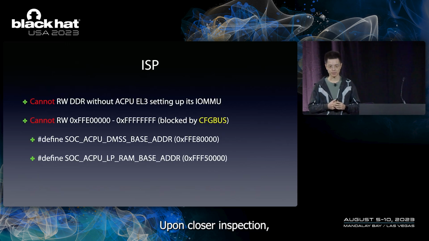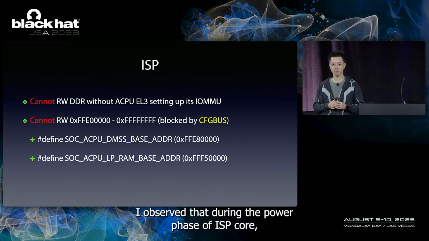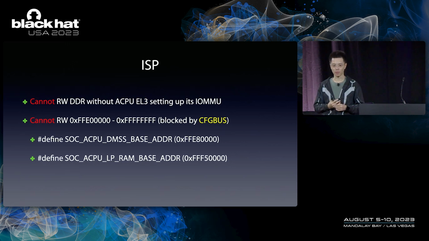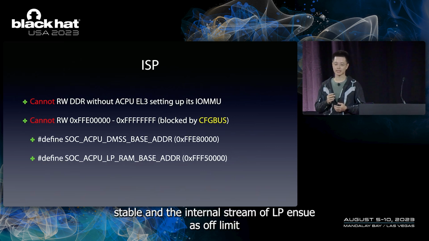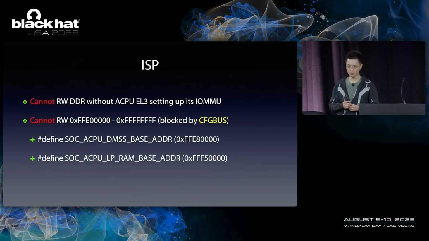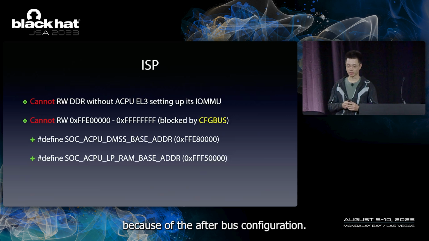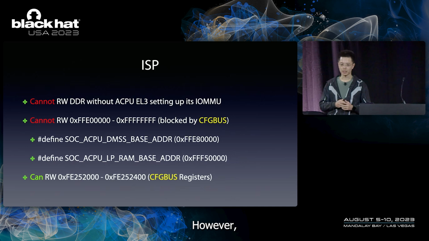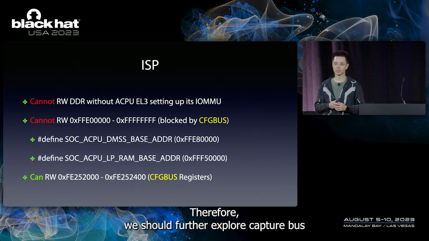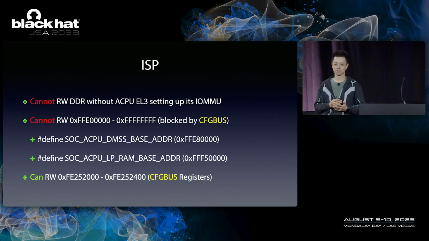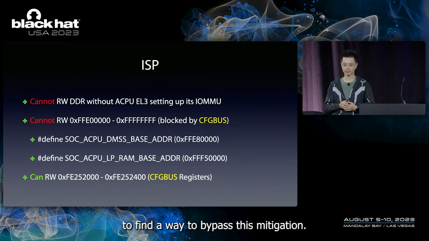Upon closer inspection, I observed that during the power-on phase of ISP core, no DDR memory is accessible. And the MMIO range, including the DMSS table and the internal SRAM of LPMCU, is off limit because of CFG bus configuration. However, CFG bus itself remains accessible. Therefore, we should further explore CFG bus to find a way to bypass its mitigation.